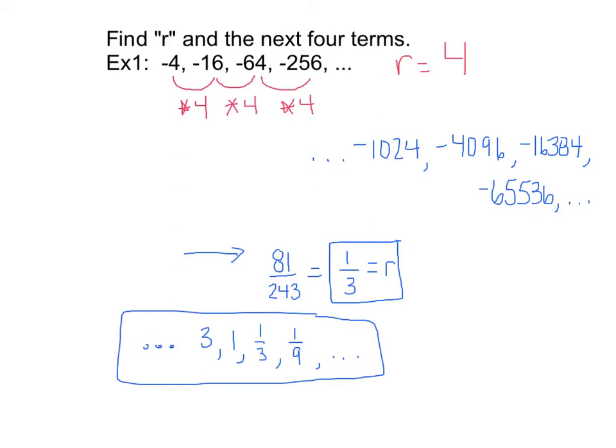And if you couldn't figure out what it is, remember to pick a pair. So I just picked 243 and 81, and you want to go backwards. So you want to put 81 and divide it by 243. When you simplify that, that comes out to be 1/3. And then go ahead and figure out what your next 4 terms are.